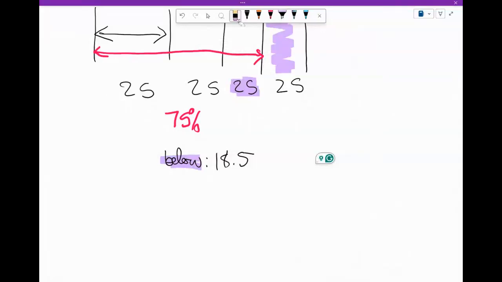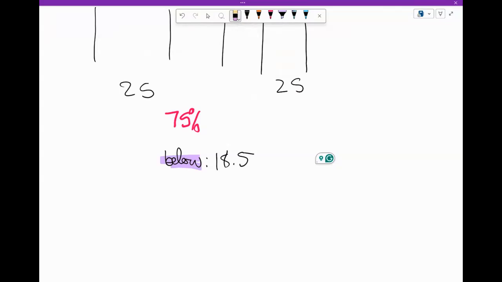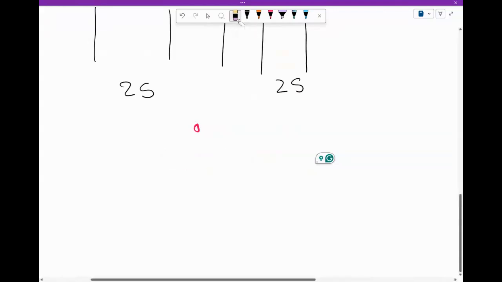This is what I want to do. Would it be the 18.5 minus? We'll calculate it just now, but I just want us to visually see what we're doing. Let me get rid of this as well. Here, let me use a different color. If we go down, this is your first quartile, and this is your quartile 3.